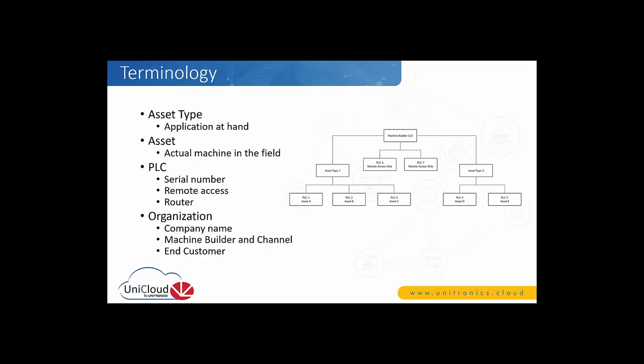This asset will consist of a PLC. The PLC is validated by the serial number on the cloud account, which then allows remote access telemetry to be passed and also the ability to incorporate a router for internet connection.